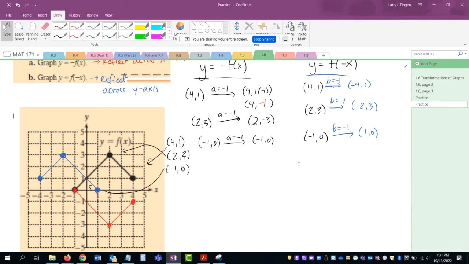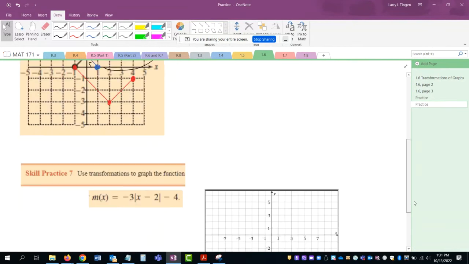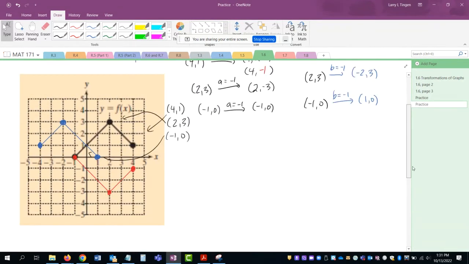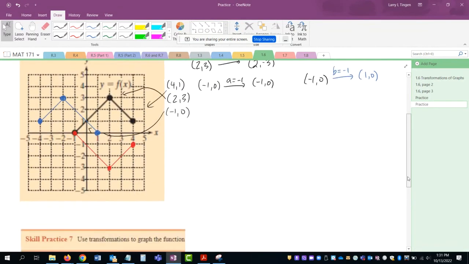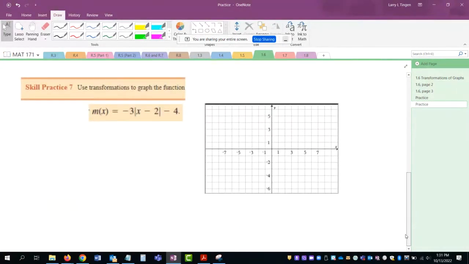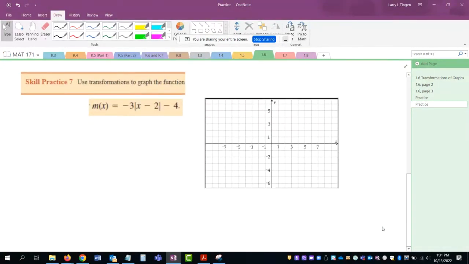Right? And you can even start to see the manipulation here, how 4, 1 becomes -4, 1. You see how this rotated right across that y-axis. Okay. So that's the idea. And that's 1/6. Let's tackle this last transformation down here. These transformations to graph this function. I got a couple of things going on here.